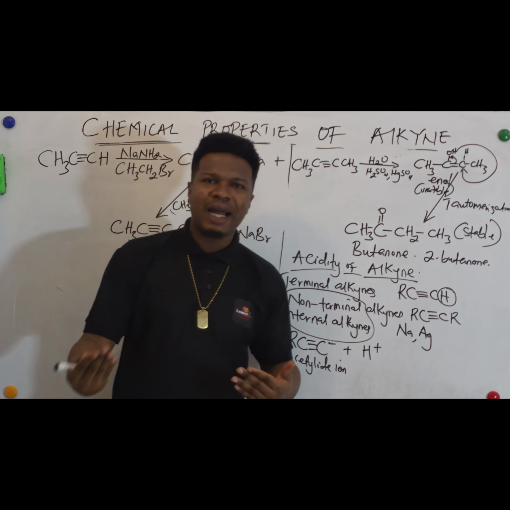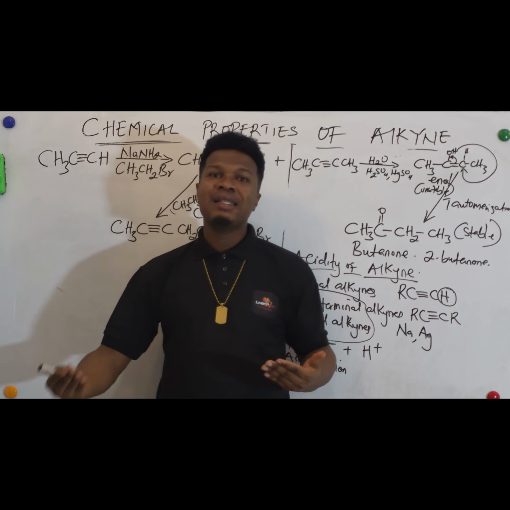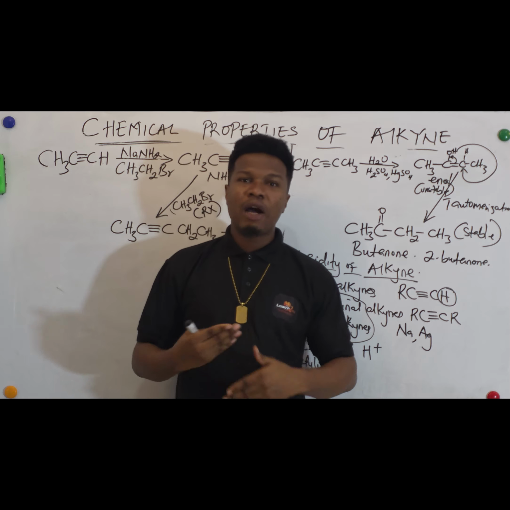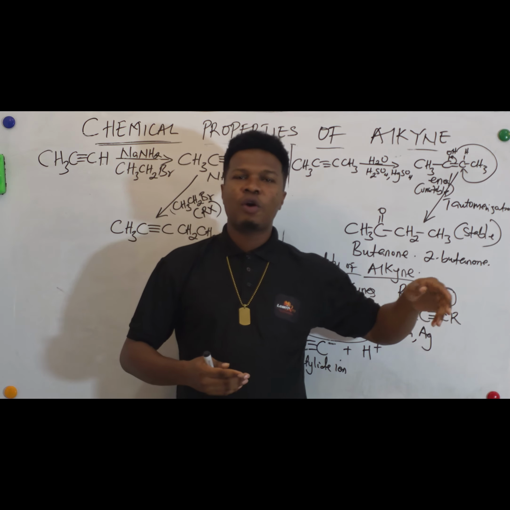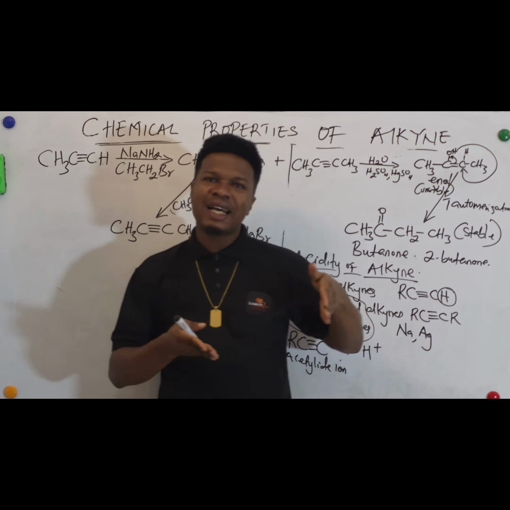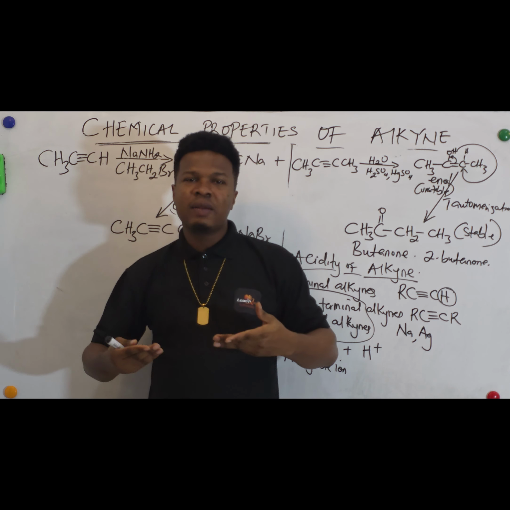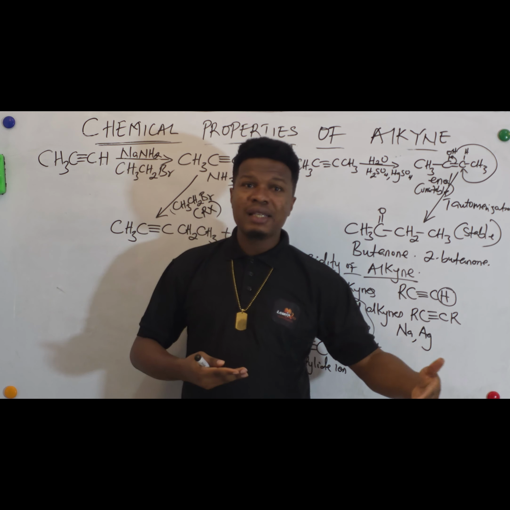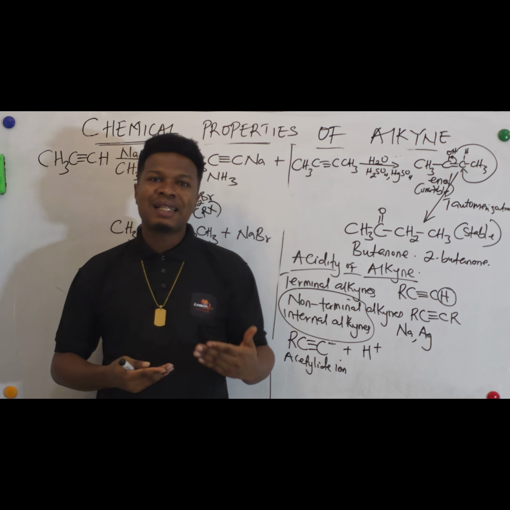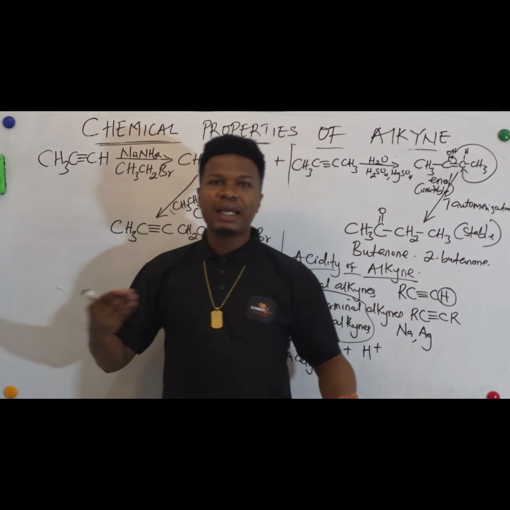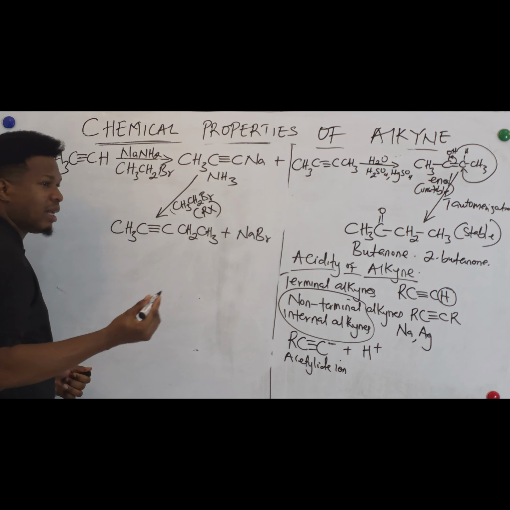Also, let's compare alkynes, alkenes, and alkanes. Which is more acidic? Alkynes are more acidic than alkenes, and alkenes are more acidic than alkanes, that is, single bonds. Remember, as the percentage S character increases, their acidity also increases. The percentage S character in alkanes is 25%, for alkenes it is 33.3%, and for alkynes it is 50%.